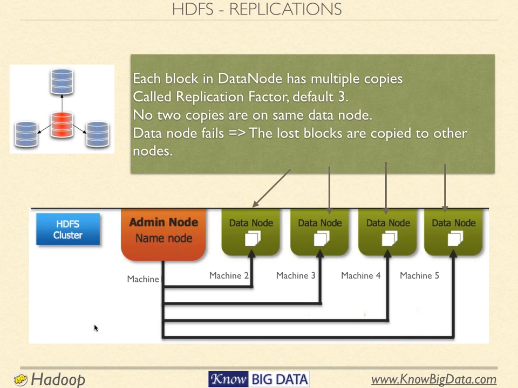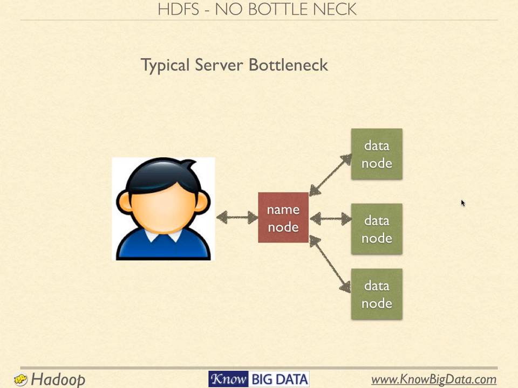Now the next question you would have is, if everybody is accessing name node, the name node is going to get blocked. In this diagram, it shows that the user is accessing name node, which is bringing data from data node and giving it. But that is not the case. This is not how HDFS works. Because this way, name node will become a bottleneck, and the whole purpose of distributed computing is lost. If one particular node is your bottleneck, that means we haven't solved the problem.